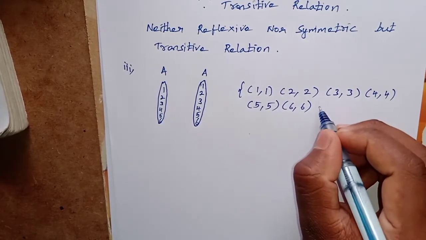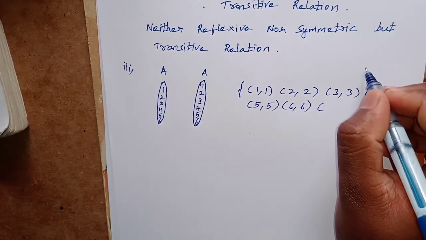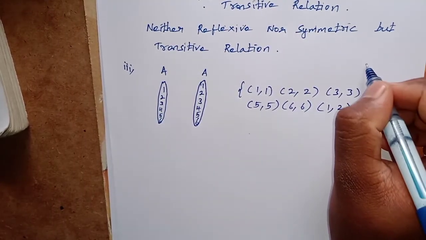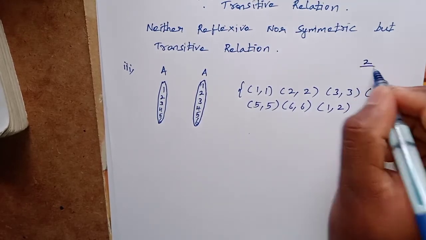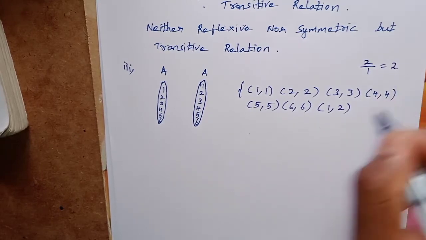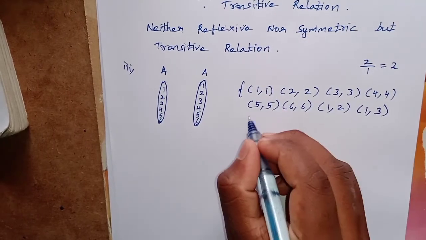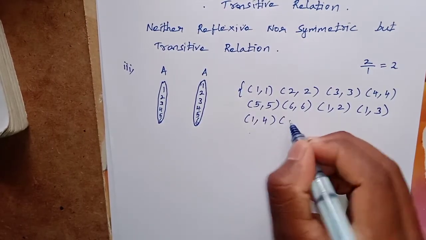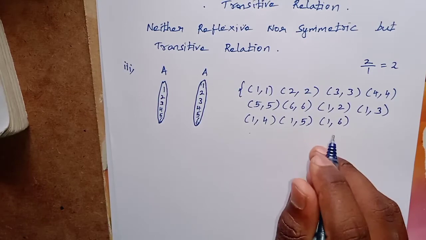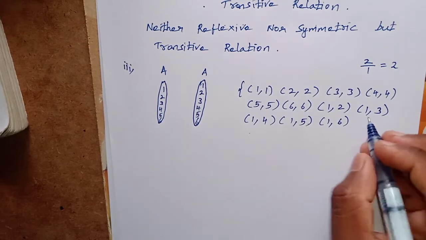Next, here y is divisible, that is, for 1 comma 2, 2 should be in the numerator and 1 in the denominator. Okay, now it is divisible, therefore the answer is 2. Here it is satisfied. Next, 1 comma 3, 1 comma 4, 1 comma 5, 1 comma 6, because 1 divides every number.